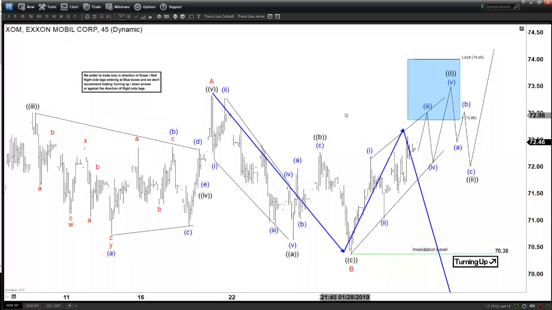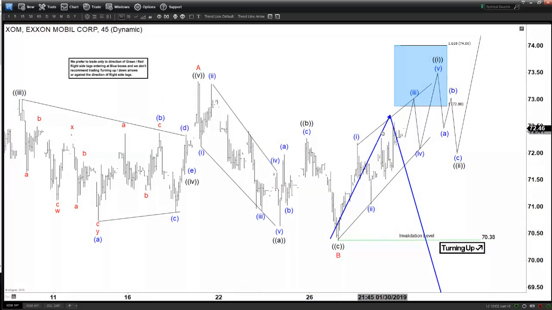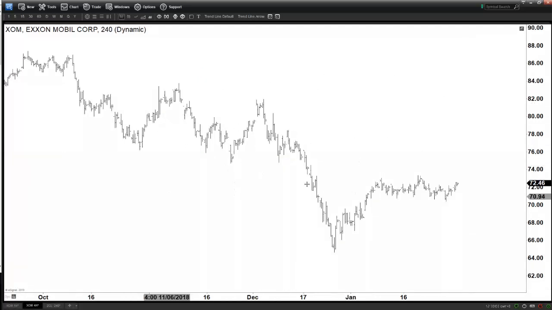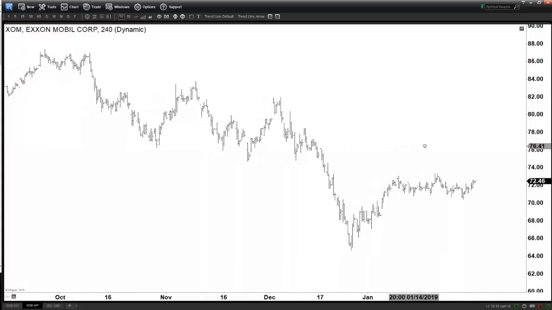Alright, so now let's take a look at the higher degree time frame in Exxon Mobil here. If we look at the 4-hour chart, again we don't have any count here. For a full count of all time frames, you can always check us out in our full service. We have a 14 days free trial and the link is provided in the description.